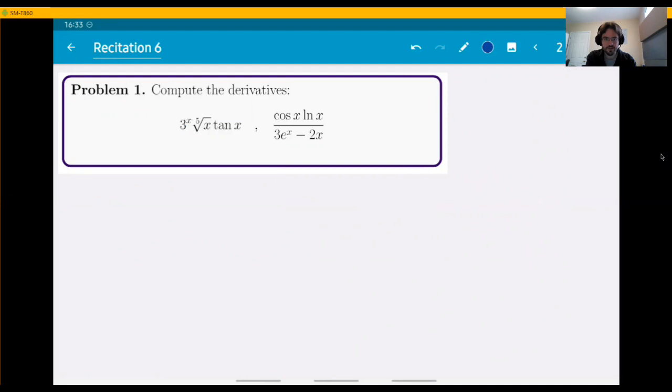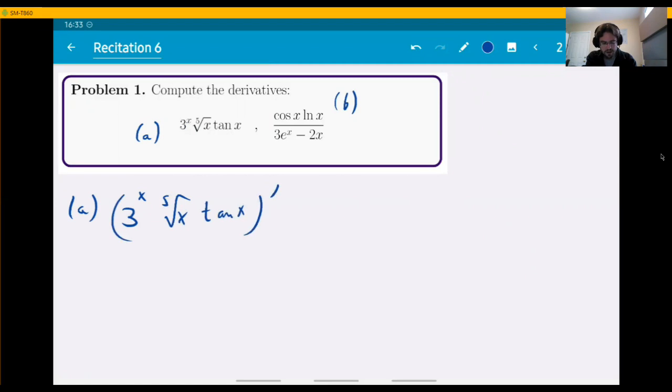Compute the derivatives of these two functions. Maybe we can call them A and B. Let's get right into it. What's going on in A? When you look at it, you should see that it's just a multiplication of three separate functions. It's the 3 to the x, the fifth root of x, and the tangent of x functions.